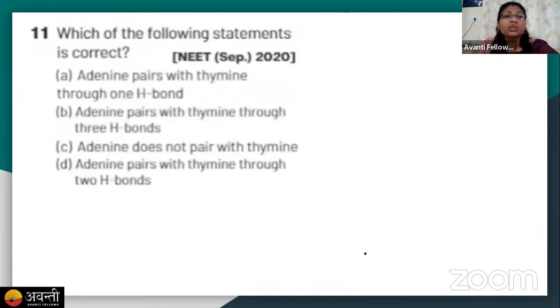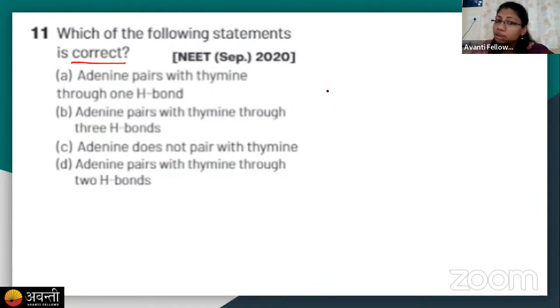Next question says, which of the following statements is correct? You have to find out the correct one, which means the other three statements are incorrect. Option A says adenine pairs with thymine through one hydrogen bond. Option B says adenine pairs with thymine through three hydrogen bonds. Option C says adenine does not pair with thymine. And option D says adenine pairs with thymine through two hydrogen bonds.